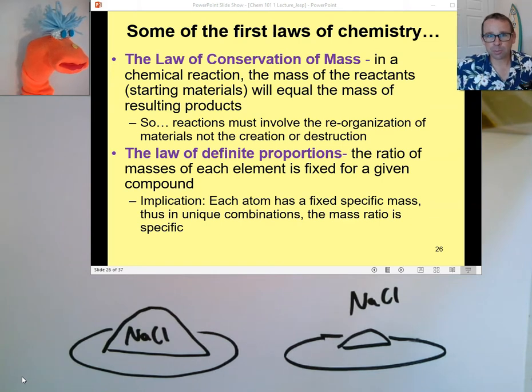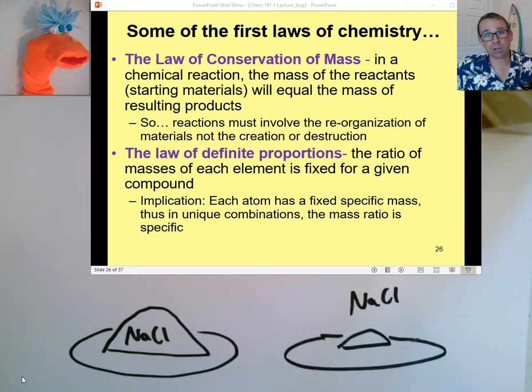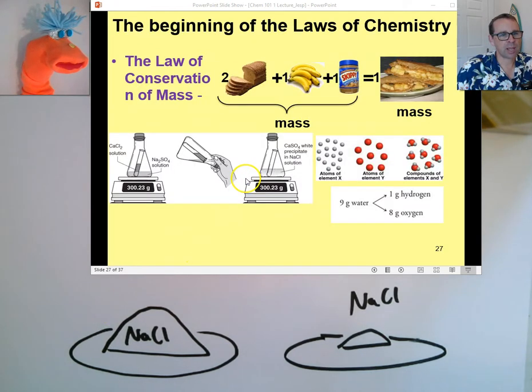That's the law of definite proportions. If I'm dealing with the same material, it has to have the same ratio of the elements. Okay, very good. And here's some examples of the law of conservation of mass, right?